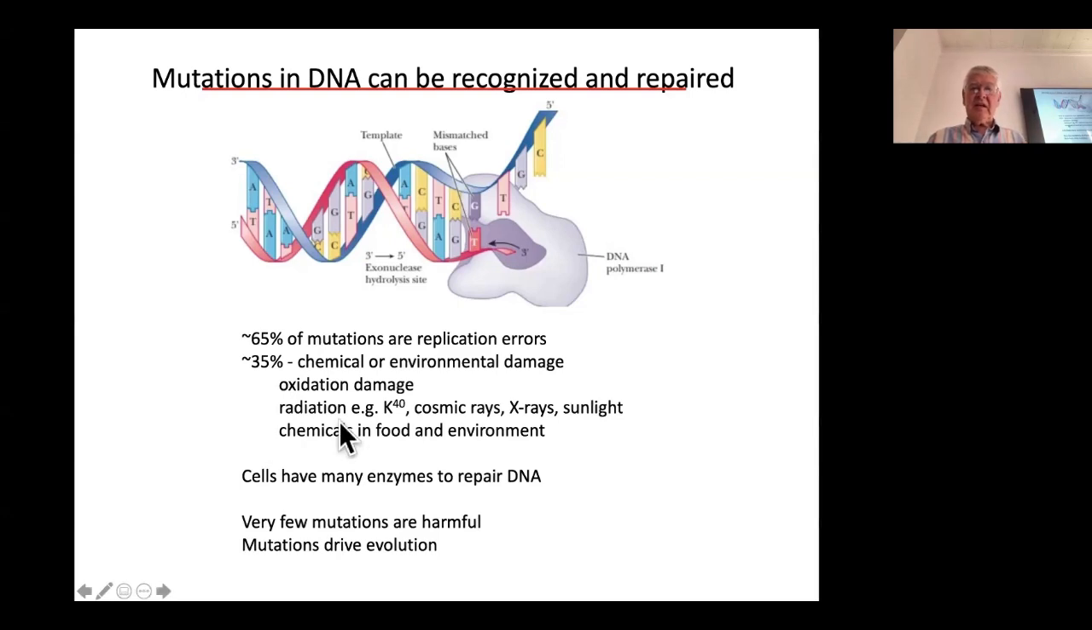And then there are things like radiation, for example, potassium-40 exposure. Have any of you ever been exposed to potassium-40? Probably. What is the major ion inside your cells? In your blood, it's sodium, and on the inside, it's potassium. All right. We have a very high level of potassium in our bodies.